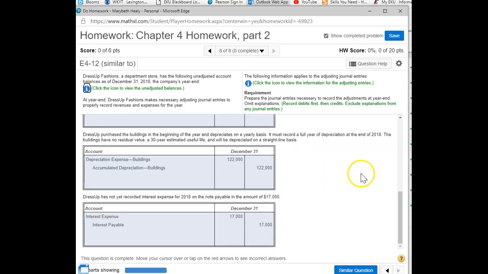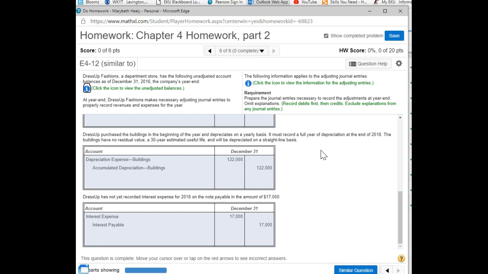Our next entry is over interest expense. Okay, so think about this. You've taken out some kind of a note payable in this case for $17,000. Nobody sends you a bill that says your interest expense is due. You're going to probably pay it when you pay back the note. But did you incur interest expense this year? Yes, you did. And so that expense has to be recorded in the proper period.